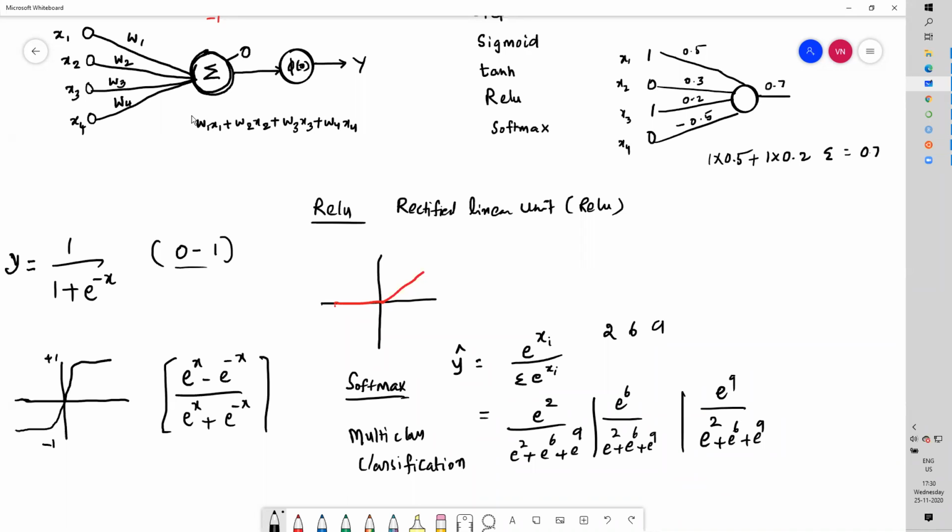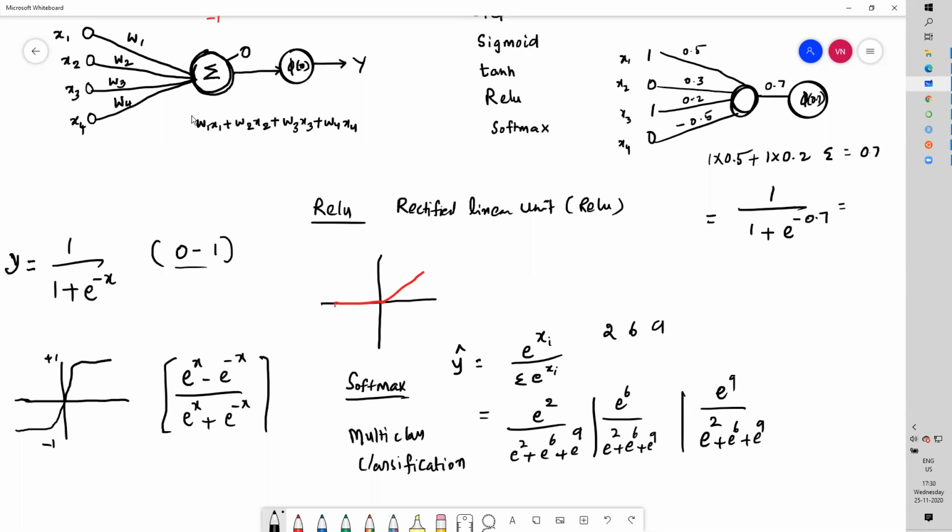Now, let's say we are using a sigmoid activation function here, right? So the output of the summation is 0.7, and that is going to be passed to the sigmoid. So what is the sigmoid equation? 1 by 1 plus e to the power of minus 0.7. So this will give you some value. That's the output generated by your neuron for the given inputs and for these given weights.